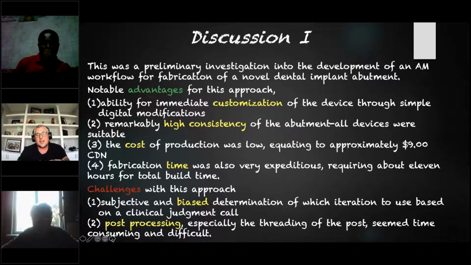Here we had a tough time finding something that was suitable for testing based on the difficulty of laser welding. Cost of production was extremely low. For us, it worked out to about $9 Canadian per abutment, which is very low. Just to give you an idea, the traditionally manufactured laser welded one costs $225 for the production of one. So a couple of orders of magnitude lower.